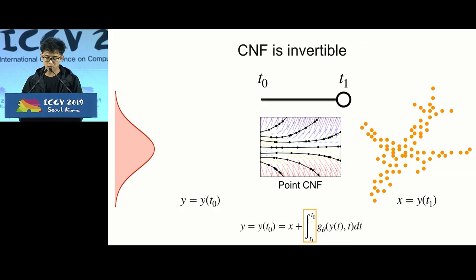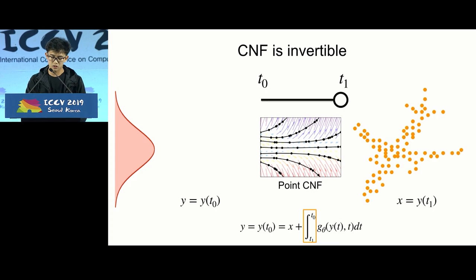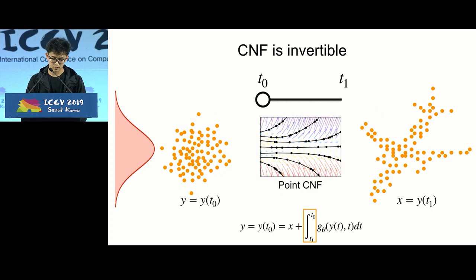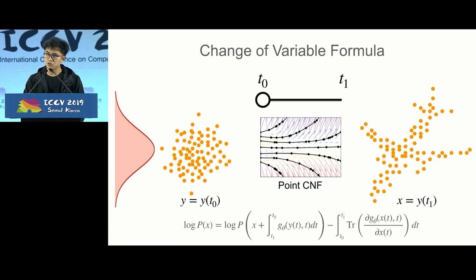A nice property about CNFs is that they are invertible. And the inverse of the CNF is obtained by simply flipping the integration direction. Thanks to the fact that CNFs are invertible, we can use the change of variable formula to compute the exact likelihood of the output points x. This allows us to train CNFs with maximum likelihood training.